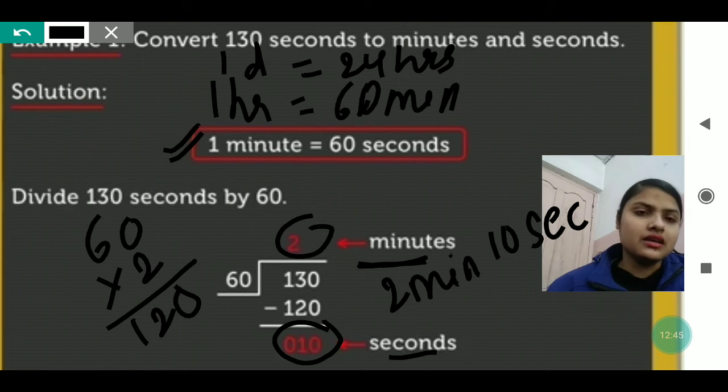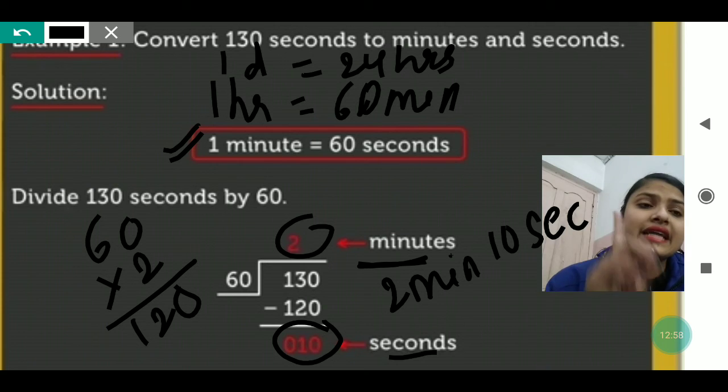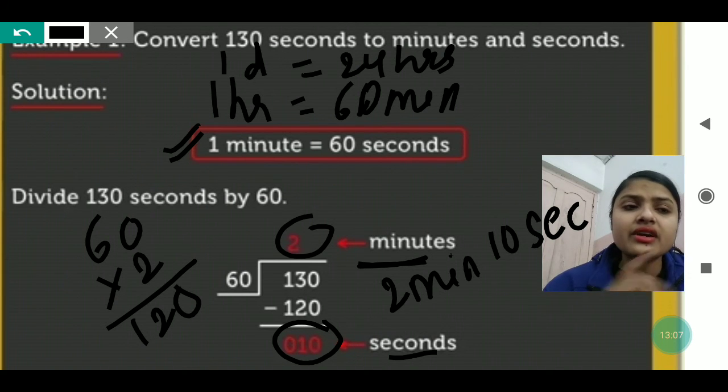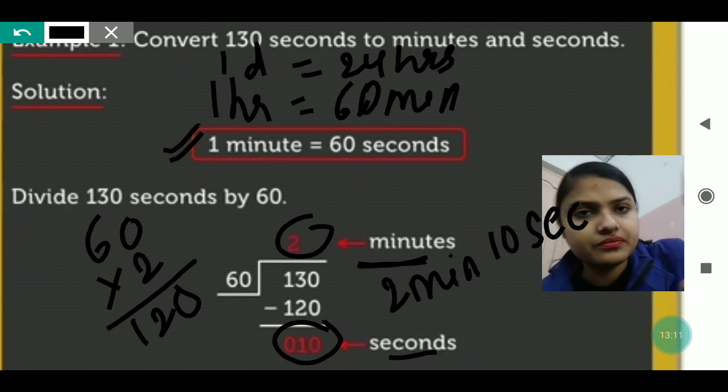When we are converting the larger unit to the smaller, we multiply. Like when we are converting minutes to seconds, we multiply. When we are converting hours to minutes, we multiply. When we are converting days to hours, we multiply, because here the larger unit we are converting into smaller, so we are multiplying. But when we are converting the smaller unit to the larger, we always divide.